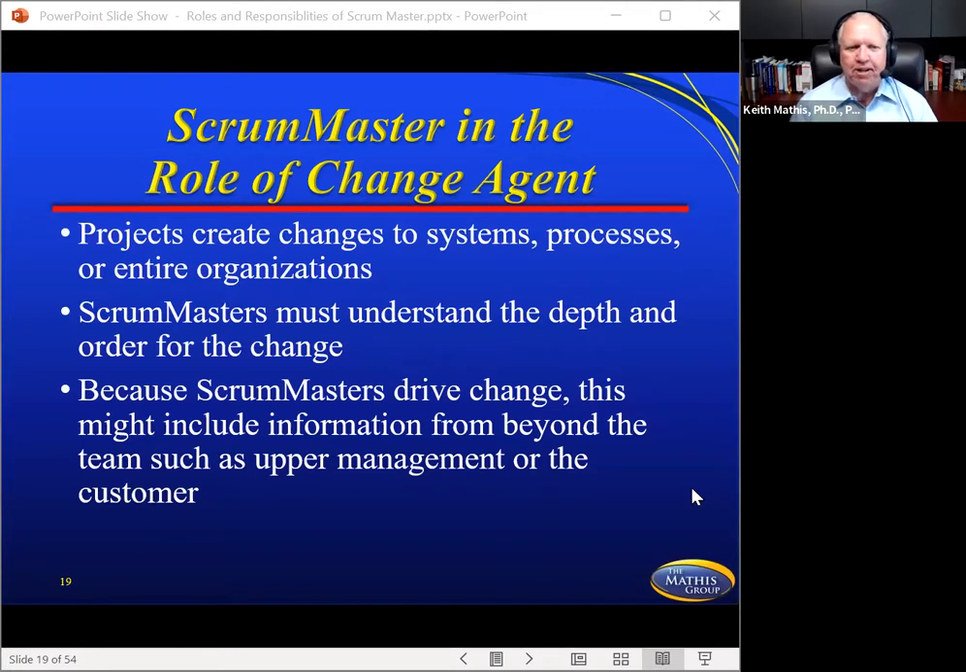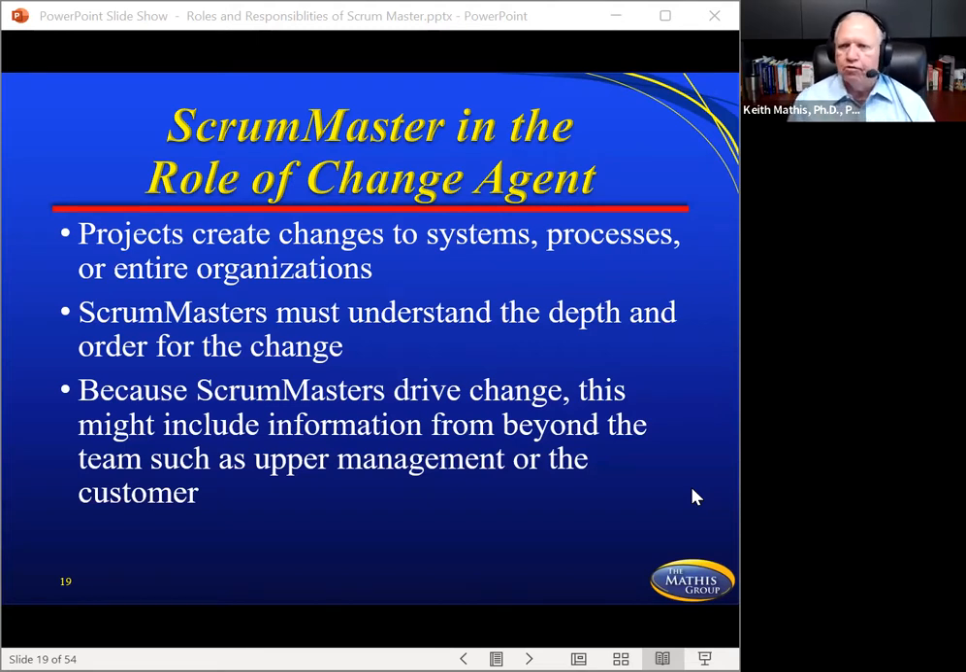And so you're trying to make good decisions. So Scrum Masters have to understand the depth and the order of the amount of change happening, and you have to understand what the people are looking at through their eyes. What's this going to do to them, their job, their role? And sometimes that's where we get some of that resistance. Scrum Masters drive change. This might include information from beyond the team, from upper management, passing it down. This might be from the customer, helping out the product owner.